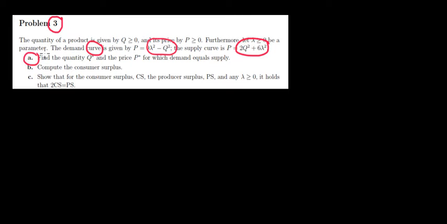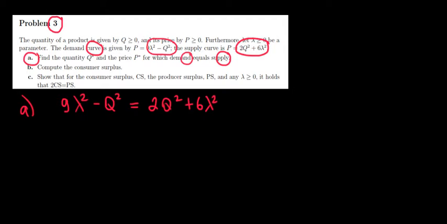Now in part A, we want to find the quantity for which demand equals supply. So this is a basic microeconomics question. We're going to make these two equations equal. So we're going to have 9 lambda square minus Q square equals 2 times Q square plus 6 lambda square. Now let's take the variables on one side, the quantities on the other side.